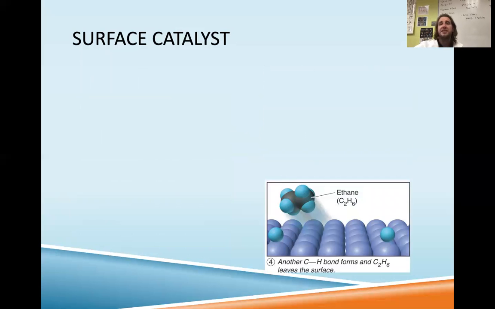We'll show that one in class. There's a lot of different examples of catalysts, catalytic converters. All of these help to speed up the reaction by lowering that activation energy.